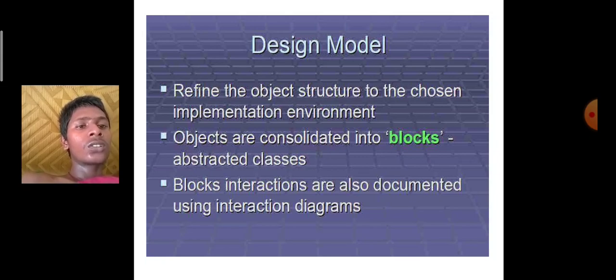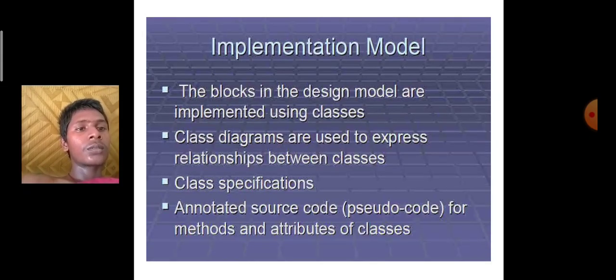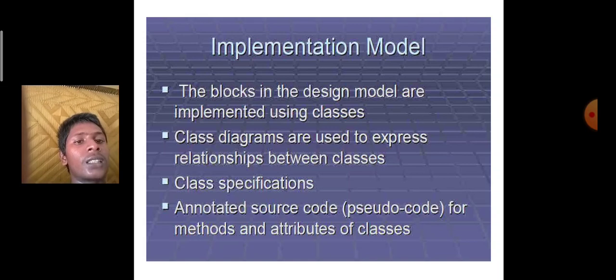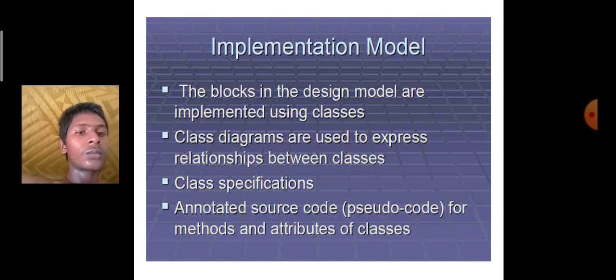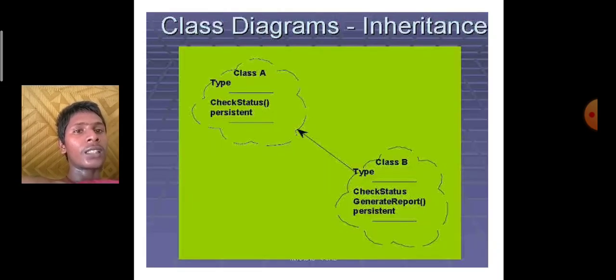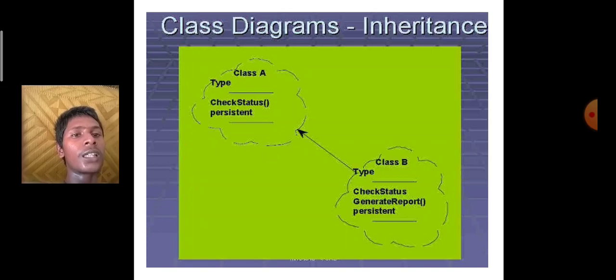Objects are consolidated into blocks, abstracted classes, and block interactions are also documented using interaction diagrams. Implementation model: the blocks of the design model are implemented using classes. Class diagrams are used to express relationships between the classes, class specifications, annotated source code, and pseudocode for methods and attributes of classes. Class diagrams: inheritance.